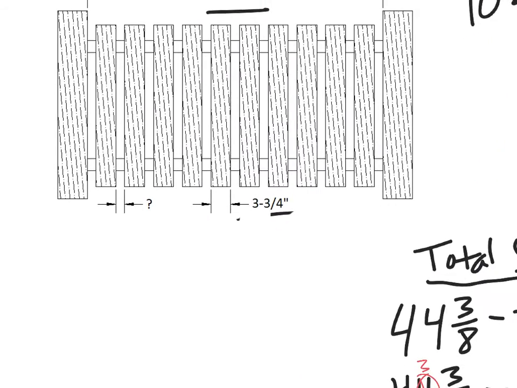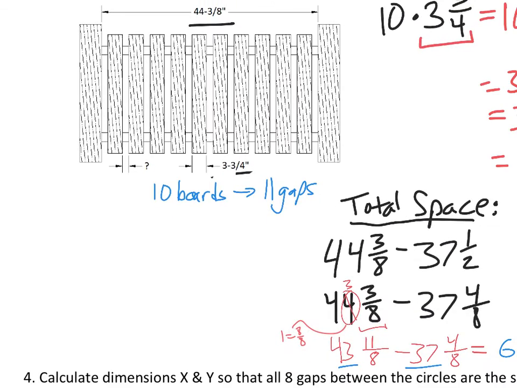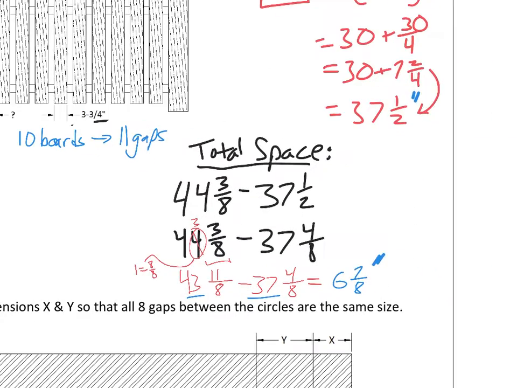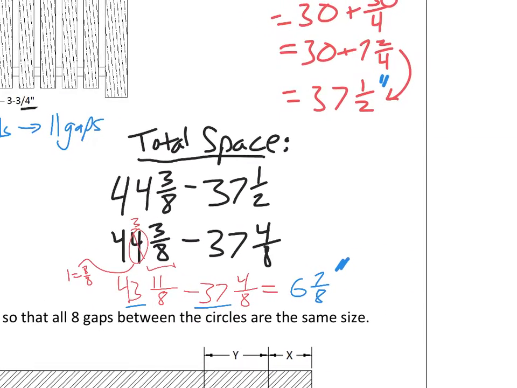Now, remember we had 10 boards, but how many spaces, or how many gaps, do we have? 1, 2, 3, 4, 5, 6, 7, 8, 9, 10, 11. So we have 11 gaps. Notice we have one more gap than we had boards. We're doing a lot with fractions here, and it's good practice. Sometimes we'll just convert these to decimals, but let's stick with it and see if we can finish it off.